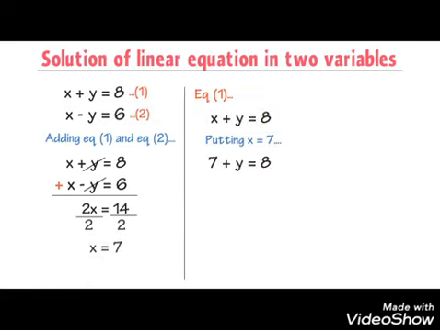We know that equation number 2 is x minus y is equal to 6, while the value of x is equal to 7. Hence, putting x is equal to 7 in equation number 2, 7 minus y is equal to 6. Now, minus y is equal to 6 minus 7, or minus y is equal to minus 1. Minus and minus sign are cancelled out. As a result, we get again y is equal to 1.